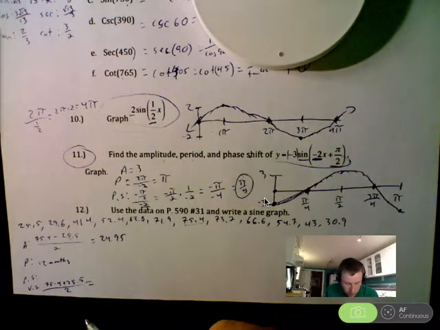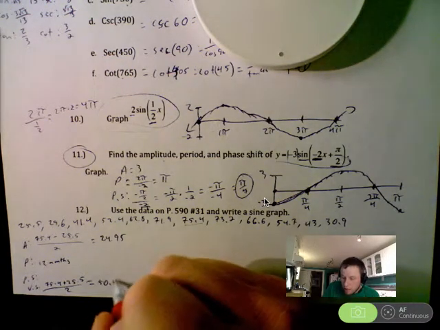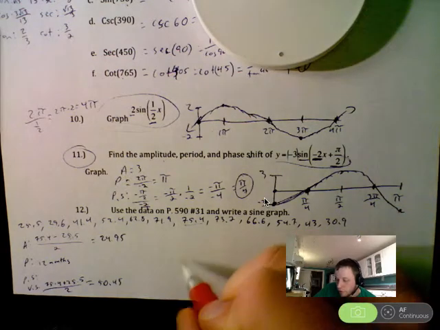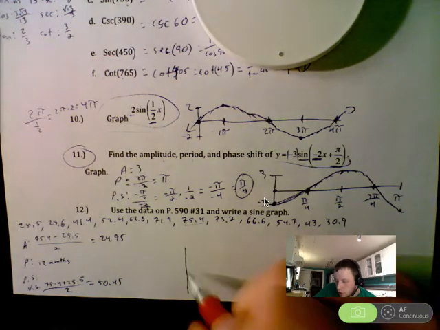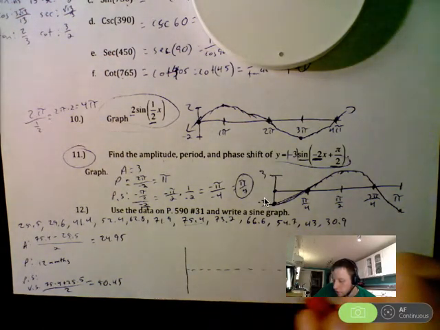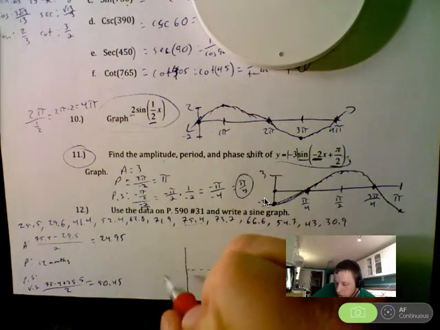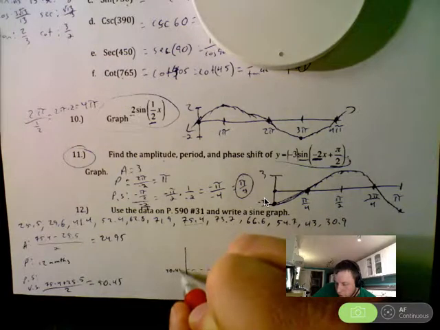So 75.4 plus 25.5 is 100.9. Divide that by 2. So 100.9 divided by 2 gives us 50.45. So we're shifting this up 50.45. So here, I'm going to do a dotted line, and this is actually going to be 50.45.